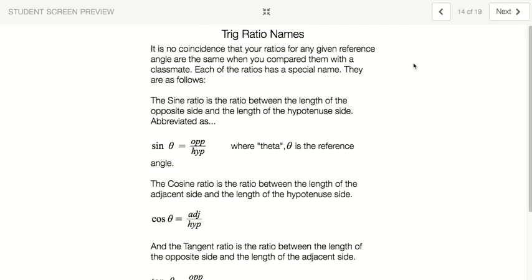Now they're introducing you to this Greek letter theta. In math textbooks, you tend to see this Greek letter theta. It looks like an O with a horizontal line in between. That is used to signify your reference angle. So nothing crazy, it's not out of this world. Instead of saying sine of angle A, you would say the sine of angle theta.